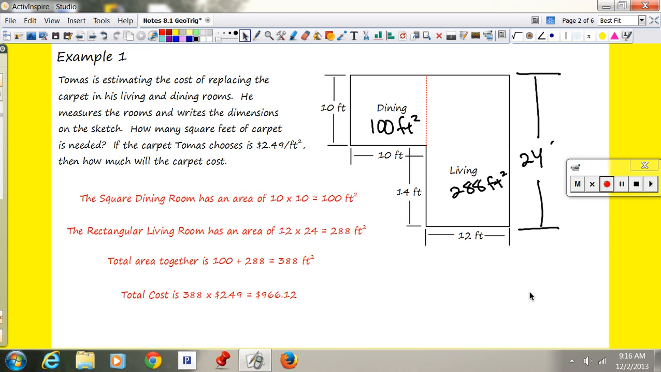All right, can we move on? Are we good? These are ones that you'll see later, kind of. Some of them in our notes, some of them on practices, and some on the homework. Okay, so $966.12.